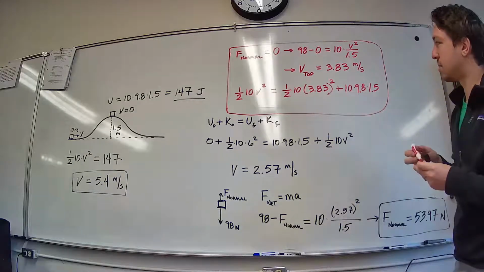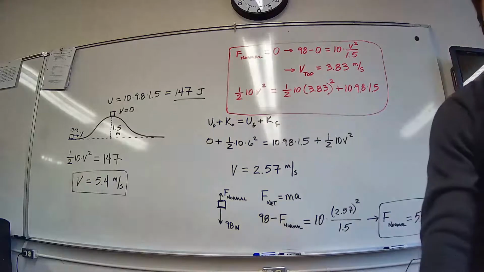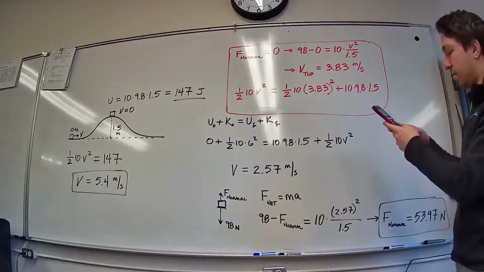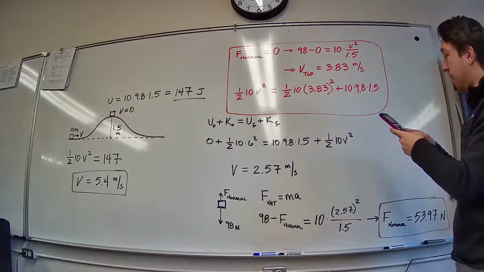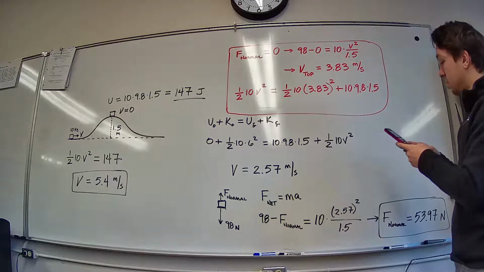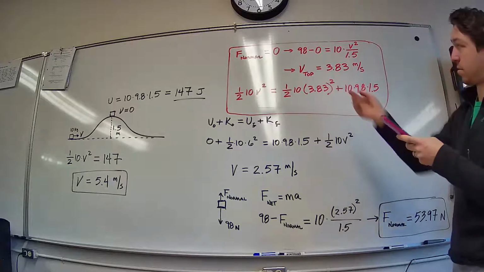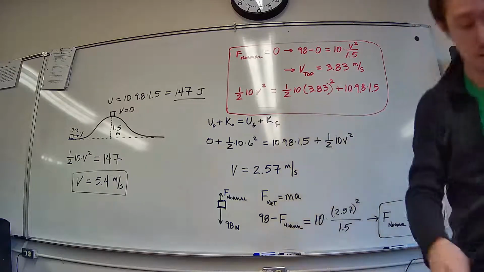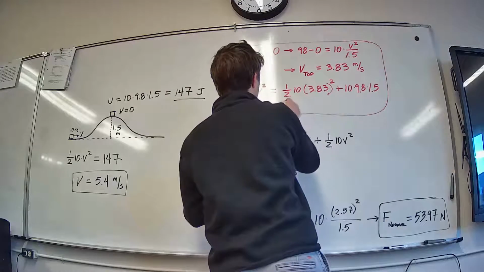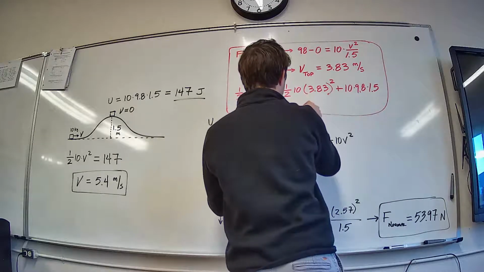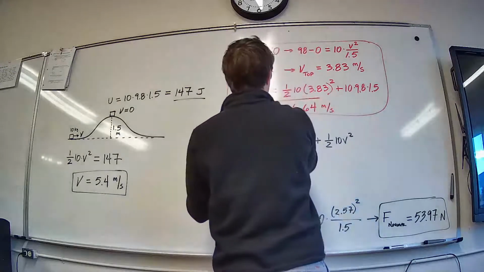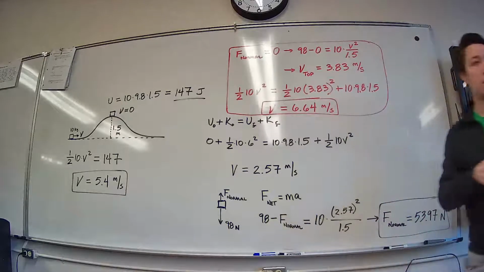Okay, so now let's solve this for the initial velocity. So I've got 3.83. I can just take the calculator's stored value, square it, times 5, add on 147, then divide by 5, square root. And you should get the answer. Cool beans?